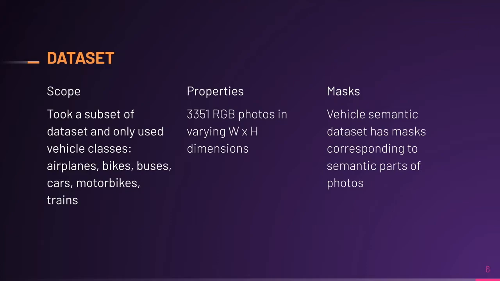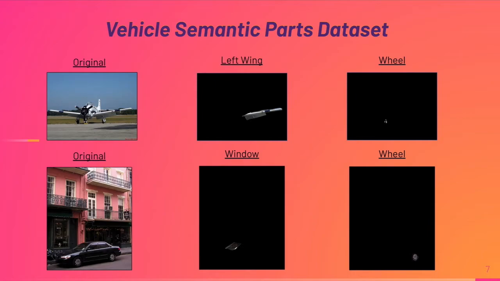The vehicle semantic dataset had masks corresponding to semantic parts of the vehicles from VOC 2010. For example, semantic parts annotated include wings on airplanes, windows on cars, and wheels, also on all the different vehicle classes. This is just a subset of the different annotations that we were given.